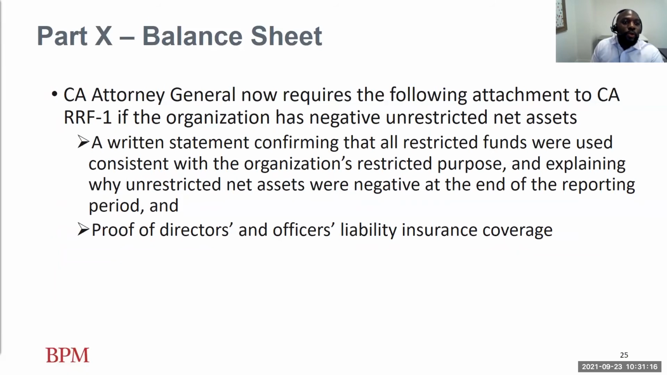One thing I wanted to quickly mention here is your California Attorney General. If you have a negative unrestricted net asset, there's some additional disclosure that you need to make here. This is only when you file California RF-1. This is just to make you aware of that. Next slide.